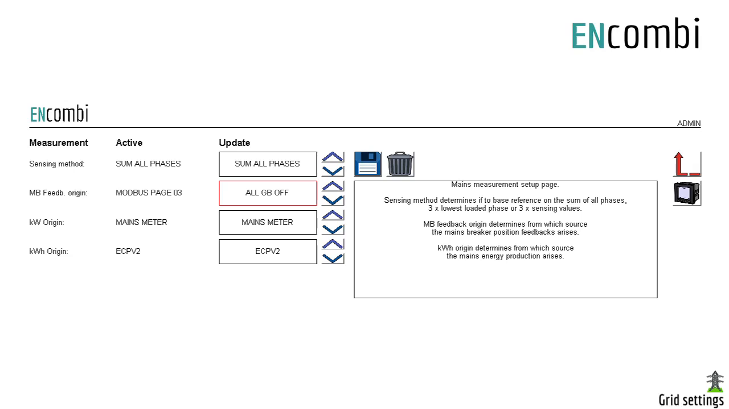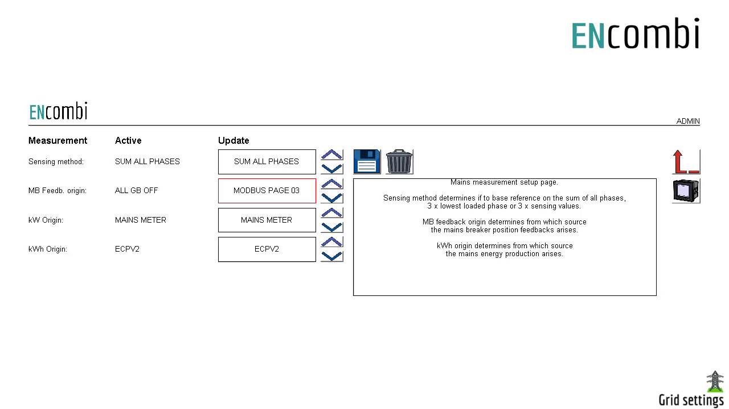This setting is mostly applicable where an automatic transfer switch will be connected to either the genset or the main grid, and not in a situation where both connections will be used at the same time for the utility. The last option is Modbus page 3.